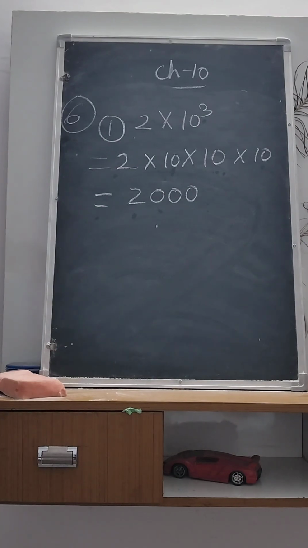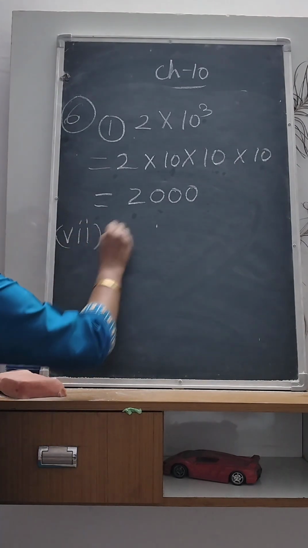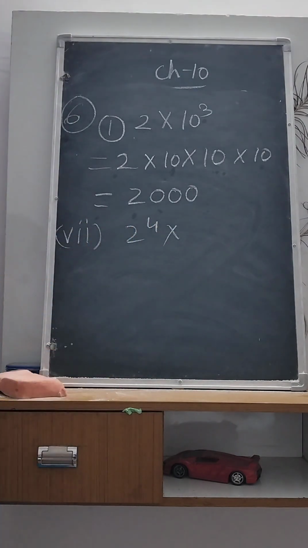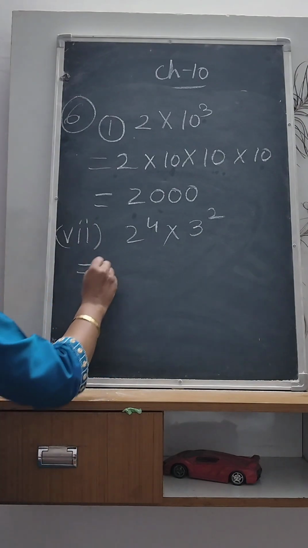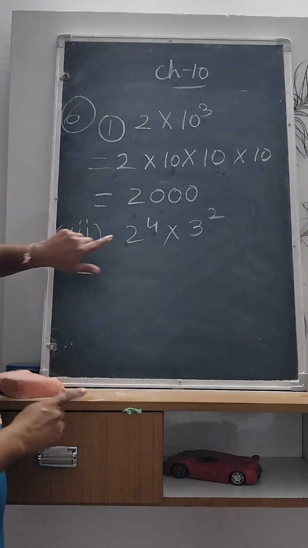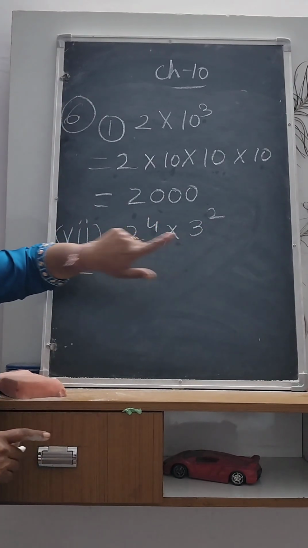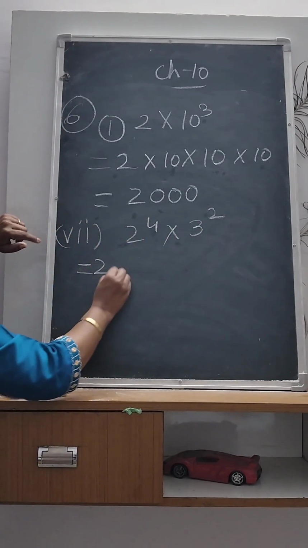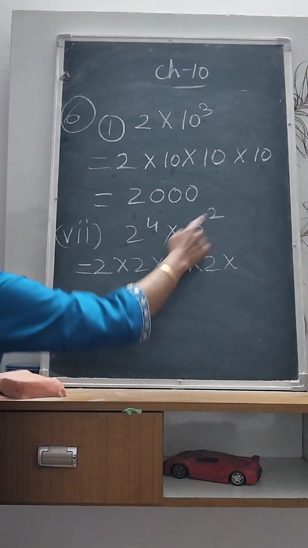Now the 7th part of this sum: 2 raised to power 4 multiplied by 3 raised to power 2. It means we have to do multiplication. Some students make a common mistake. Some students will do 2 into 4, 8, and 3 into 2, 6, which is wrong. We have to take 2 how many times? 4 times. Okay? Now 3, how many times?